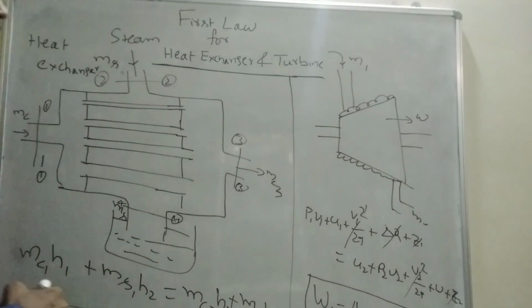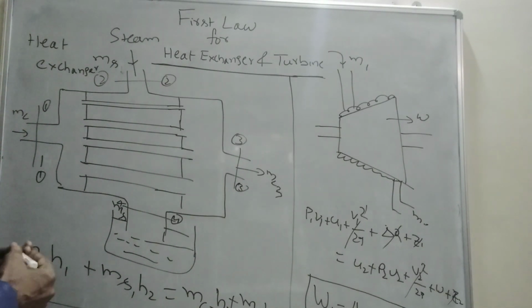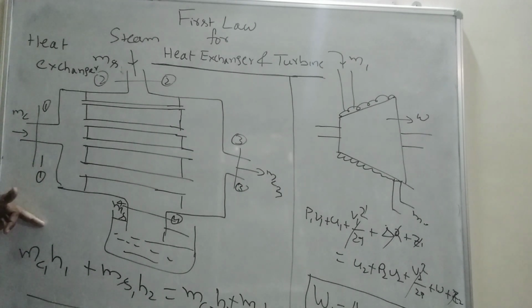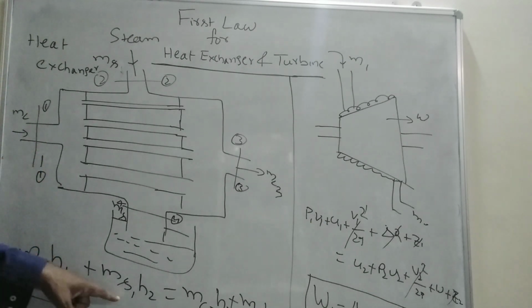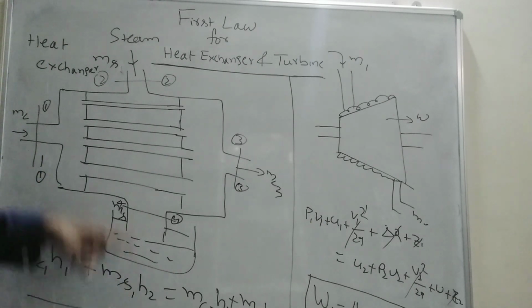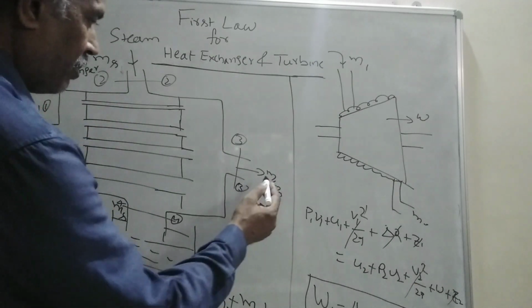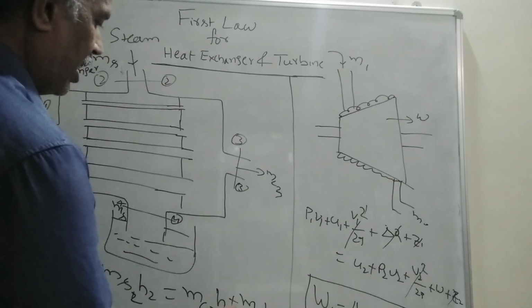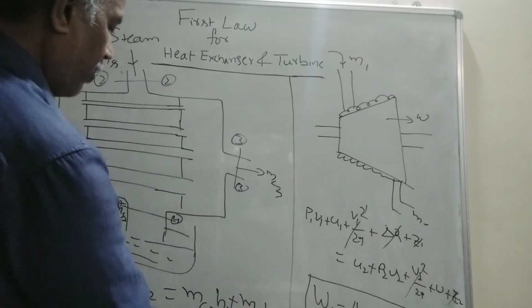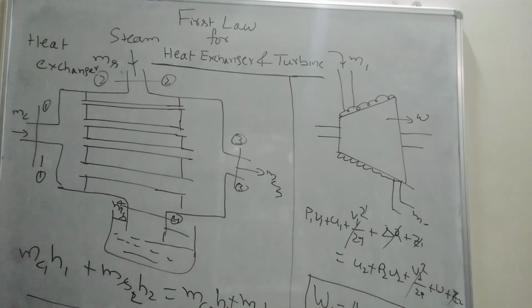So these are two examples I would like to discuss in a small video session. If you neglect all the velocity head, heat transfer and work transfer, the mass flow of steam at 1 and at 2 must be equal to the mass flow of steam at 3 plus the mass flow of steam at 4. So these are the two applications that I would like to discuss for the application of the first law of thermodynamics, heat exchanger and turbine. Thank you very much.